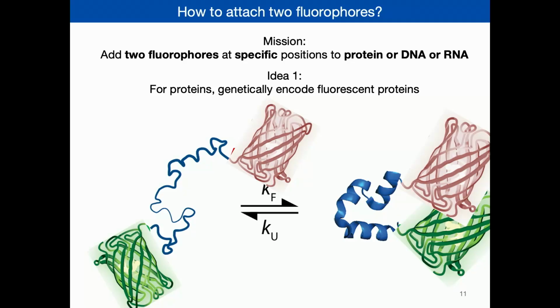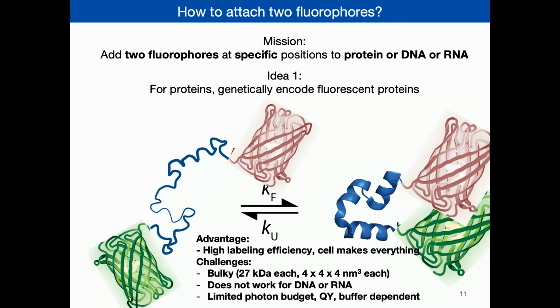So you have a high labeling efficiency. That's the advantage. The challenge is they are a little bit bulky. Fluorescent proteins are about 27 kilodalton or 4 by 4 by 4 nanometer cubic. It does not work for DNA and RNA, so if you're interested in RNA dynamics, RNA structure, DNA dynamics, and they have a very limited photon budget. Quantum yield might be buffer dependent. There are tons of different fluorescent proteins, and sometimes they help, but for looking at small conformational changes, they were not that helpful for us.